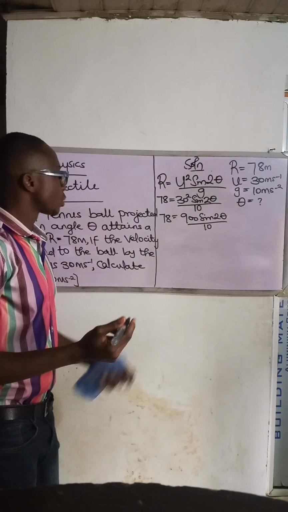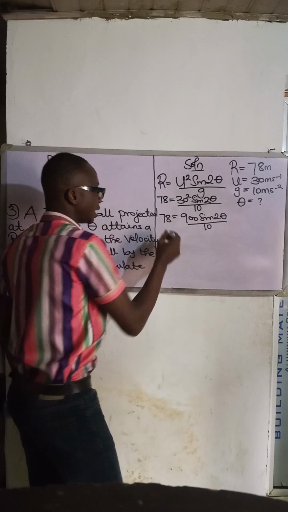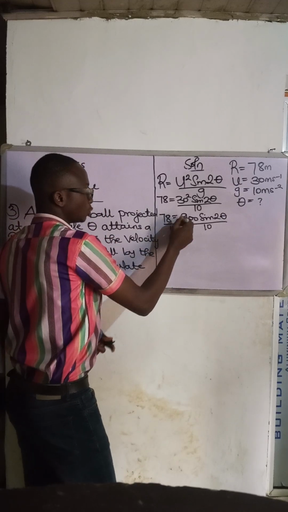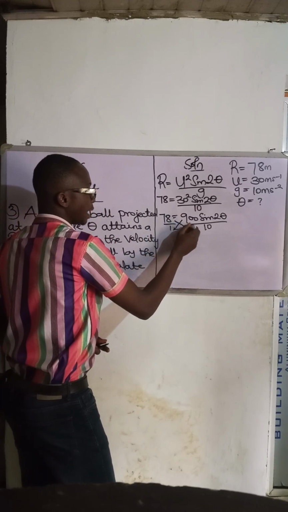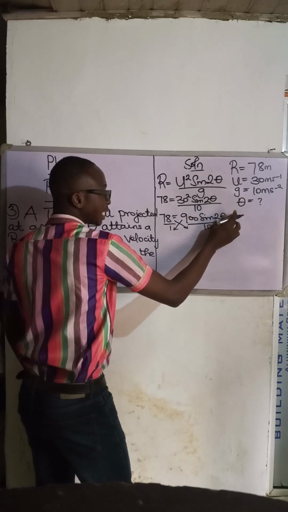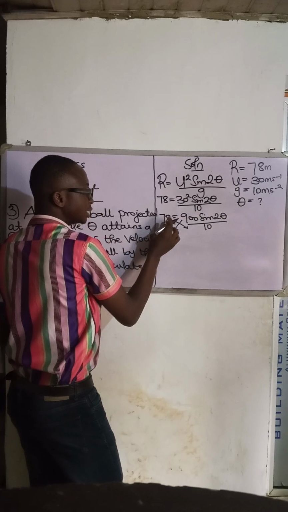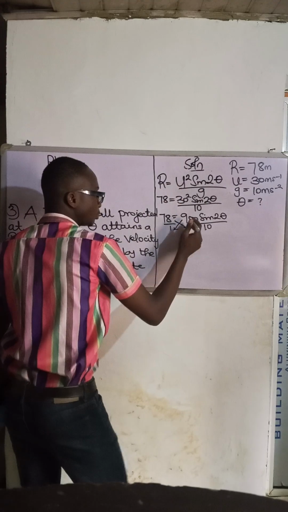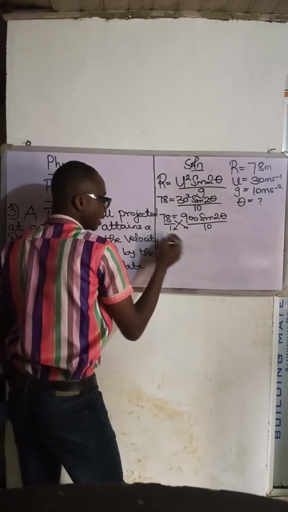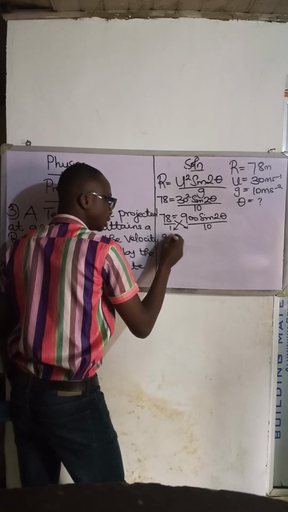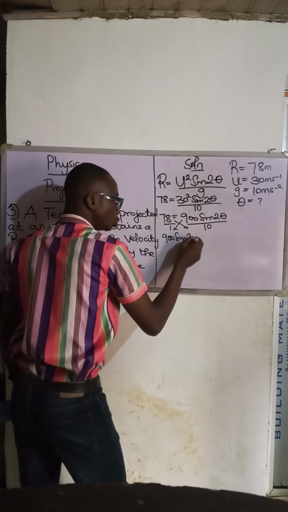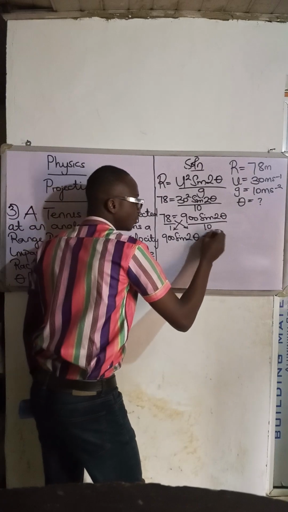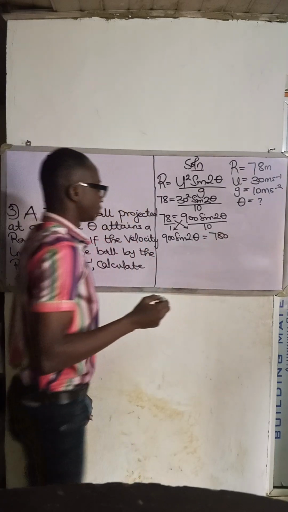Now, what do you do? In mathematics, if you have something like this, you could just make it over 1, so it will be balanced. So here is a fraction, here is a fraction, then you simply cross multiply. So 900 sine 2 theta we multiply 1, 78 multiply 10, that is what we call cross multiply. 900 sine 2 theta times 1 is the same thing as 900 sine 2 theta is equal to 78 times 10. 78 times 10 is 780.